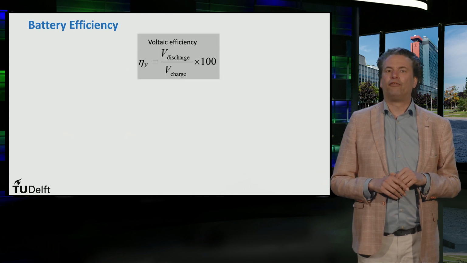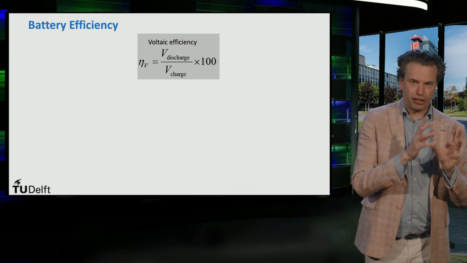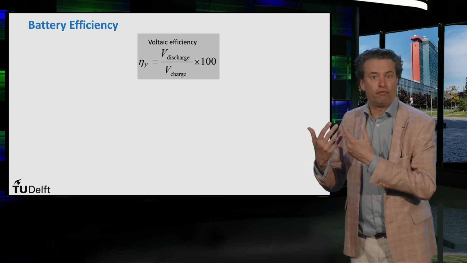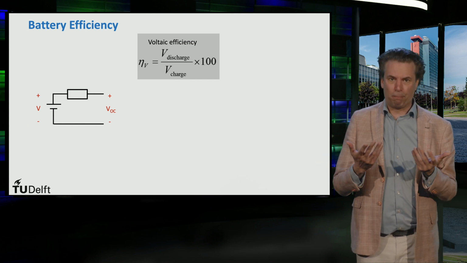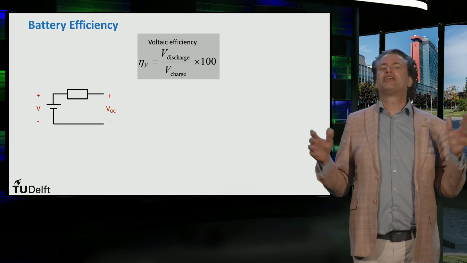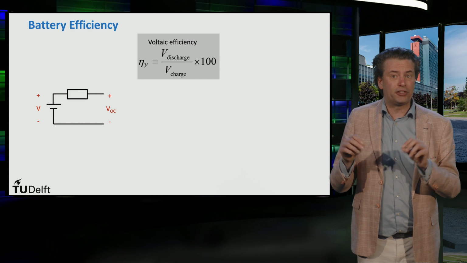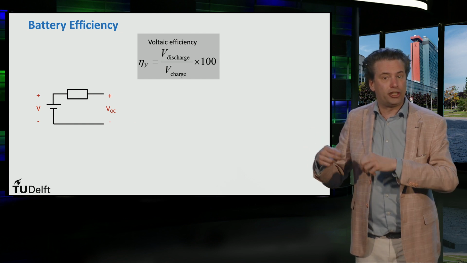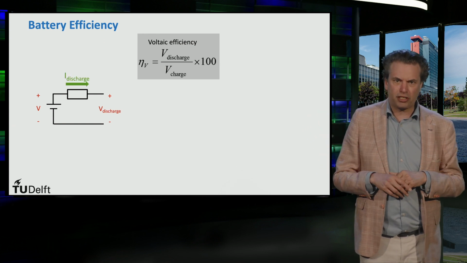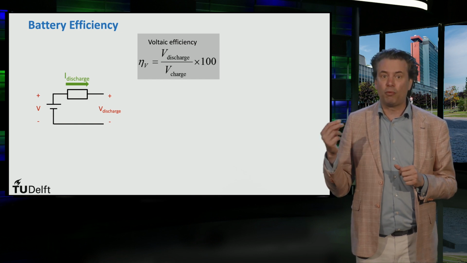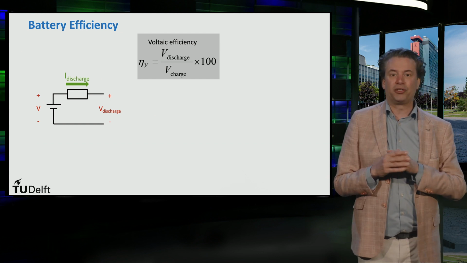First is the voltaic efficiency. It is defined as the ratio of the average discharging voltage to the average charging voltage. I don't want to go into too much detail, but a battery can be modeled as a voltage source with a series resistance. This means that the actual voltage of the battery will be different from its open circuit voltage during its discharge or charging process. Thus, during the discharge process, the voltage of the battery will be less than its open circuit voltage. This is because of the voltage drop that occurs inside the battery when the current is being drawn.